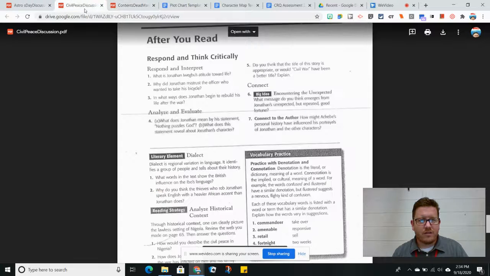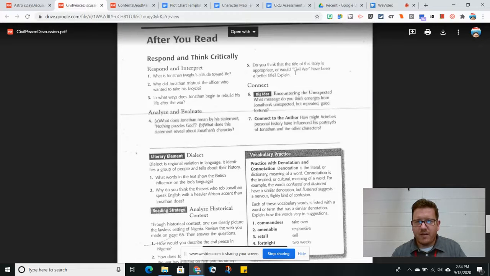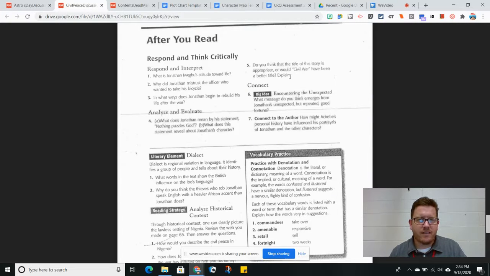And the respond and think critically questions are just there for you to think through the events of the story. So again, I'm not looking for paragraphs here, but I am looking for clear insight into the major events of the story and accuracy. So if you have here, do you think that the title of this story is appropriate, or would Civil War have been a better title? You can't just say yes, I think it is. You got to explain. I need to see your explanation based upon the events in the story. Show me you've been thinking about it.